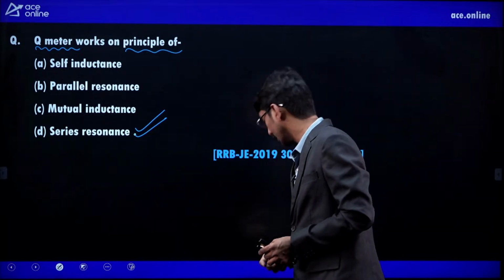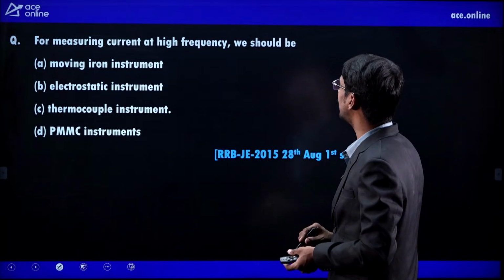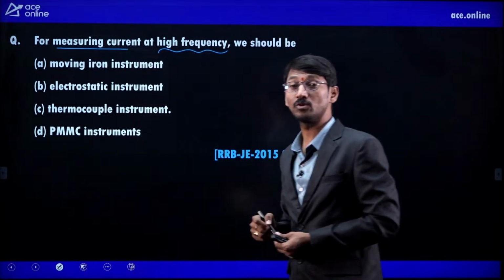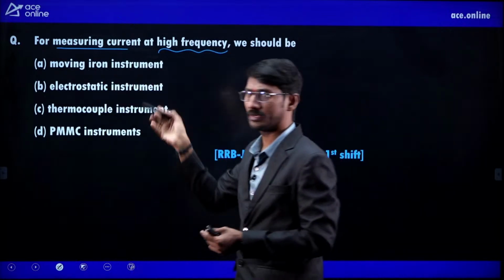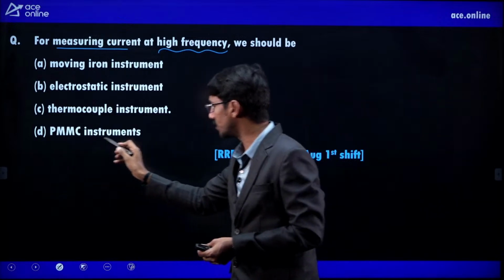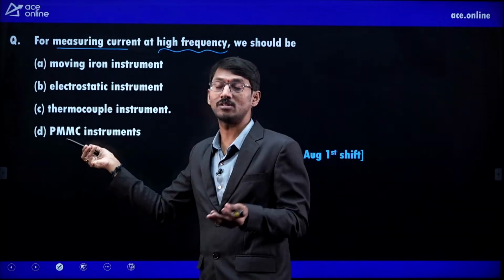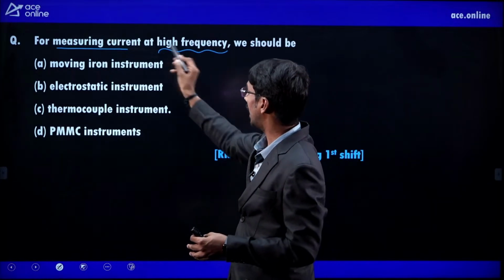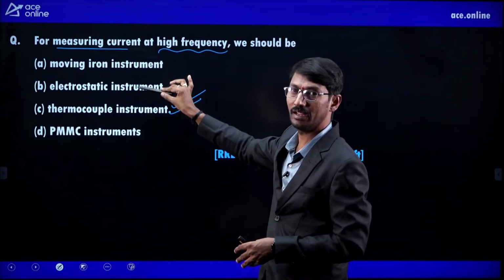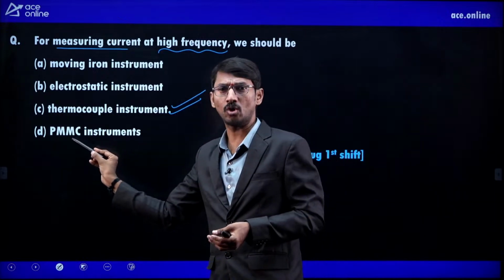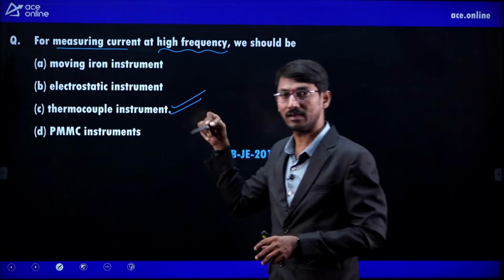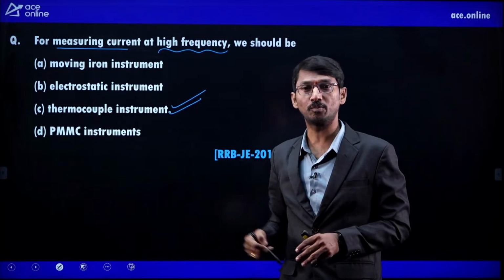Right? Next one. For measuring current at high frequency, we should. He is asking about high frequency. Now tell me, moving iron instrument, normal laboratory frequency 50 Hz we can say. Electrostatic, same. PMMC is also a laboratory instrument only, and it is not for AC, only for DC, leave it. He is asking high frequency, so definitely thermocouple type, because these others are normally 50 Hz, nothing but laboratory. PMMC is anyway not for AC, so the remaining option will be thermocouple. That's why thermocouple instruments are basically for high frequency measurement also.